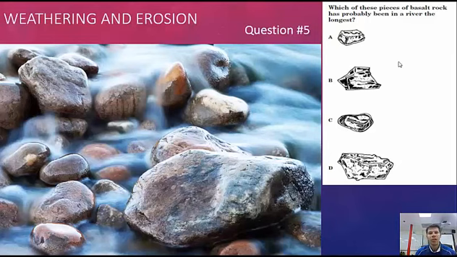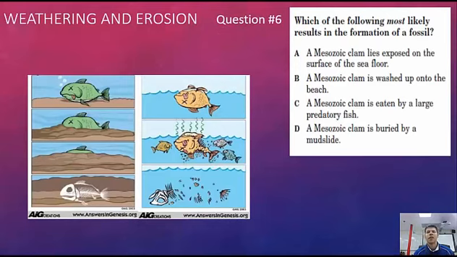So the longer a rock is in a river, the more that it's going to be weathered and eroded by the running water and also from the collisions as it rolls through the river and bumps into other rocks. The longer it's in the river, the more polished and the more smooth it's going to become. So the rock that's probably been in the river the longest, your best guess would be C, the smoothest one. So C.